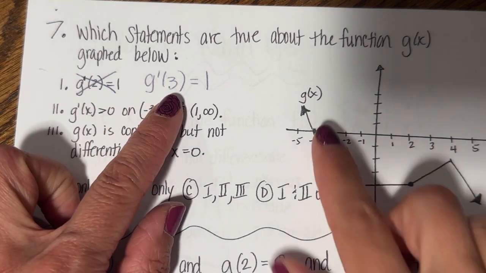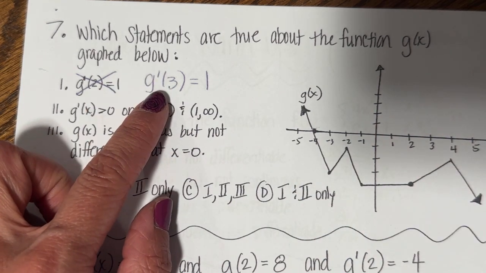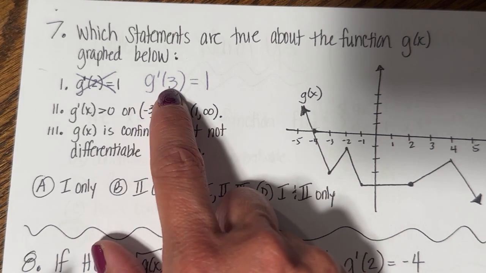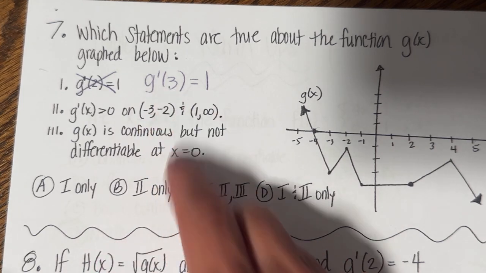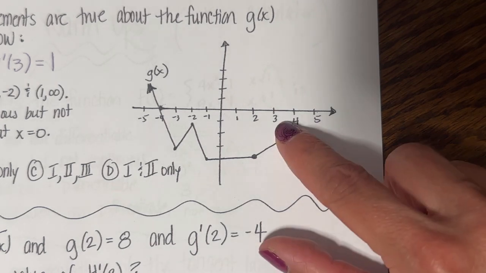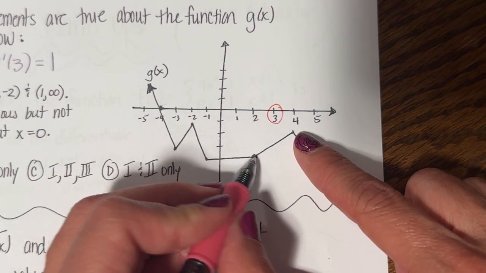So here's our graph. This is g of x. This is the original function. Remember, a prime means a derivative, which means the slope. So it's saying the slope when x is 3 is a 1. So where is x at 3? That's right here. Here's my x value of 3. So is the slope a 1?